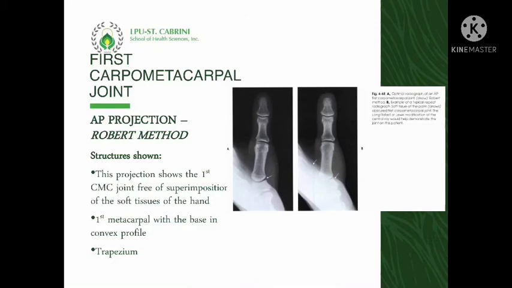This method will project the first CMC joint free of superimposition of the soft tissues of the hand and the first metacarpal with a base in convex profile as well as a trapezium.